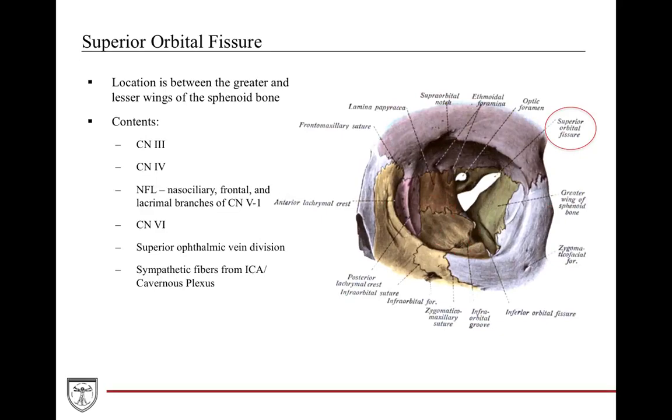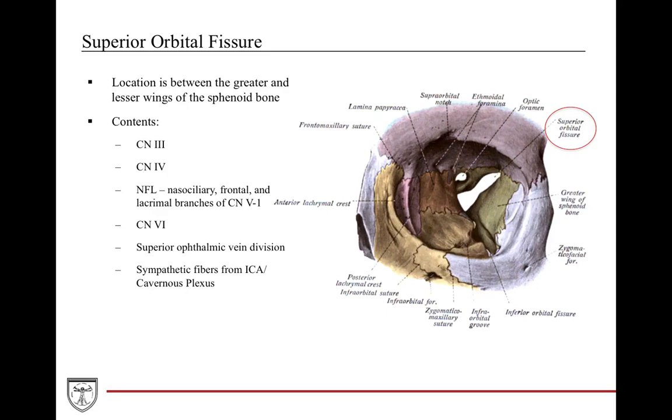So the first one is your superior orbital fissure, and this is located between the greater and lesser wings of the sphenoid bone. It's the one over to the right, circled in red, and like I mentioned before in a previous lecture, it has all the big guns. It's got your cranial nerve 3, cranial nerve 4. It has your NFL, your nasociliary, your frontal, and your lacrimal branches of CN V1. Love the NFL because you'll never get the branches of CN V1 wrong ever again.